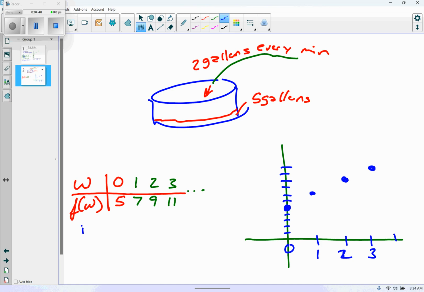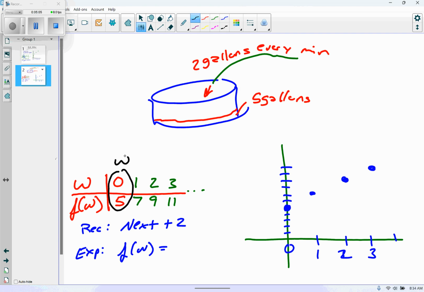So our recursive equation would be something like next plus 2. And then our explicit would have been F at W. And this is good because we have the zero term, right? So we can just use W. We were using N before, but now we're going to use W. So it's increasing by 2 each time. So 2W plus our original 5. And that's our equation.